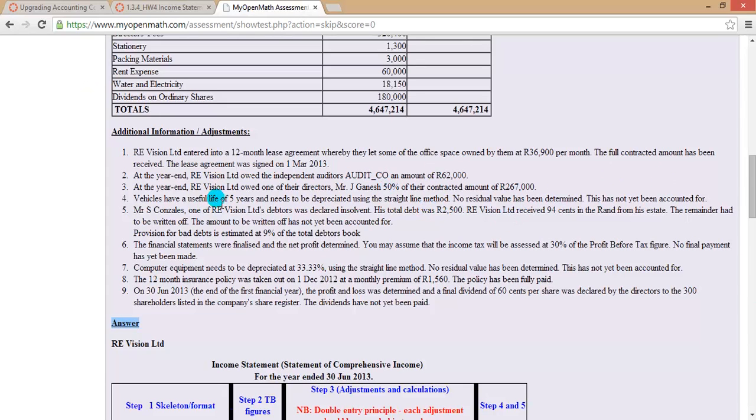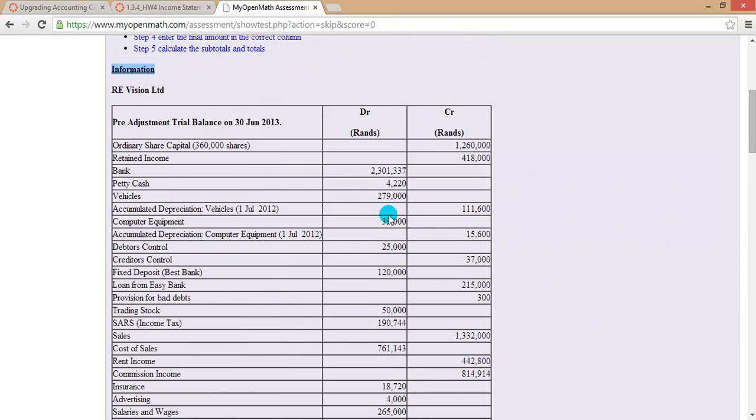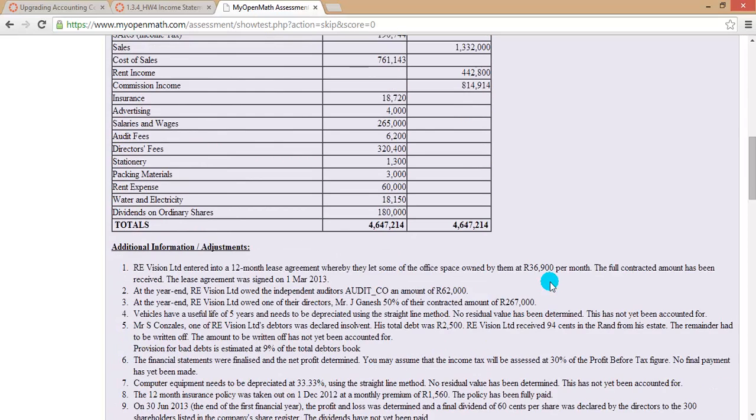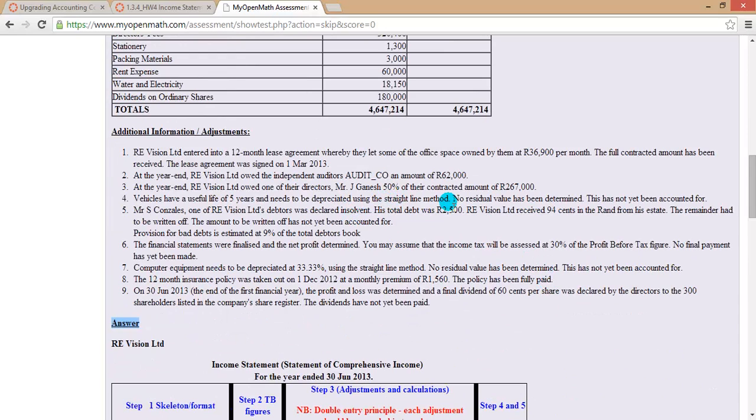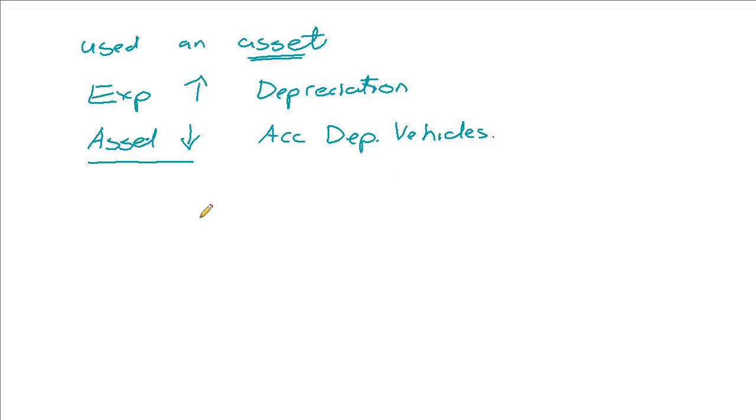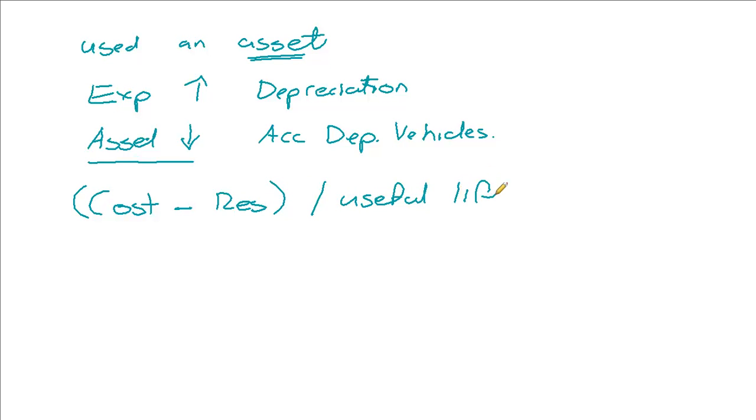Now the amount here, we've got a useful life of 5 years, which means that, well, they don't tell us when we purchased this vehicle. There we go, vehicles, total cost of 279,000 Rand, and we are using the straight line method. So the straight line method formula for calculating depreciation is cost minus the residual value, divided by the useful life, multiplied by the number of months that we had the asset in use over 12.